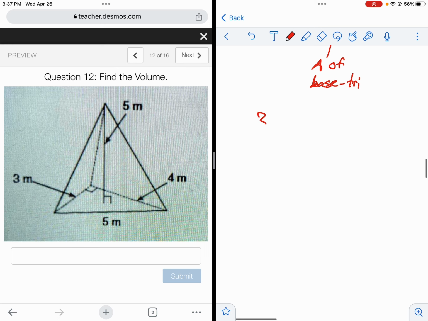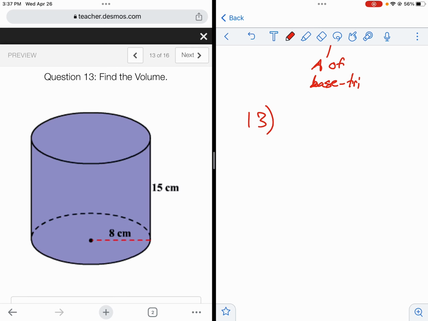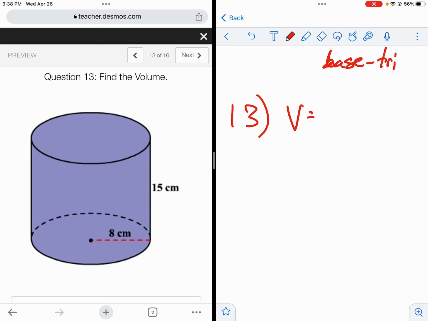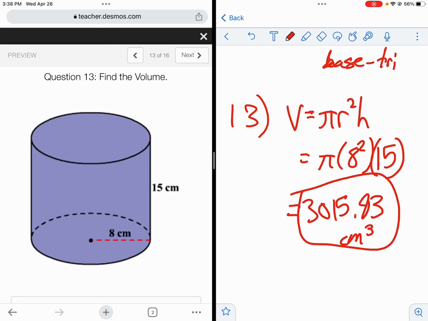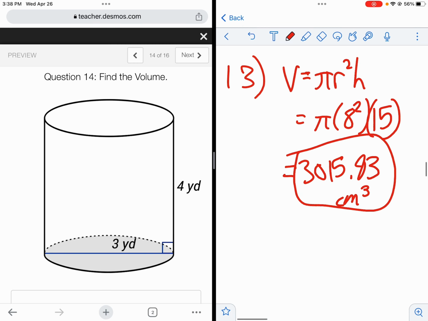Number 13. Find the volume. This is a cylinder, so volume is equal to pi r squared, because my base is a circle, times the height. So pi times 8 squared times the height of 15. So that'd be 64 times 15. Multiply that by pi, and you get 3015.93-ish centimeters cubed. Round that to 0.9 if you want. But pi r squared times the height is how you find the volume of a cylinder.